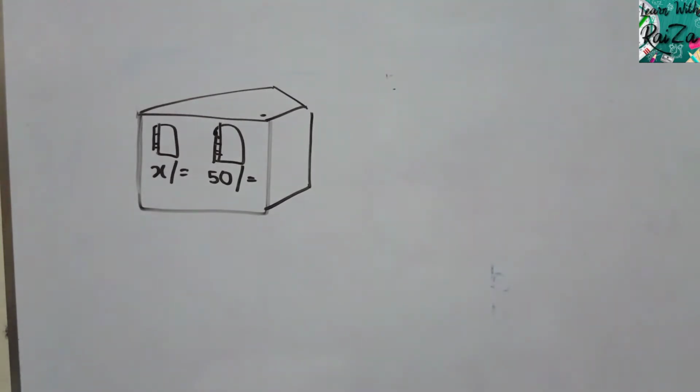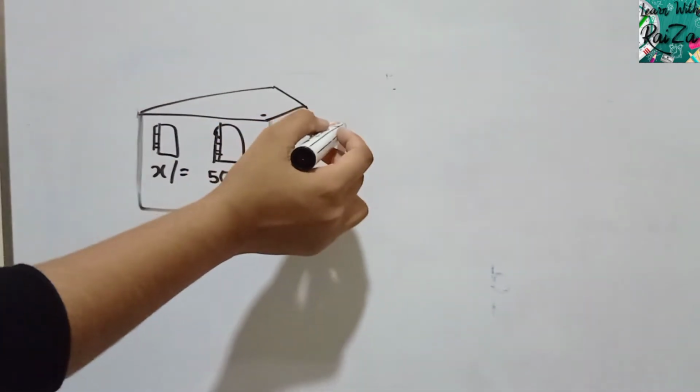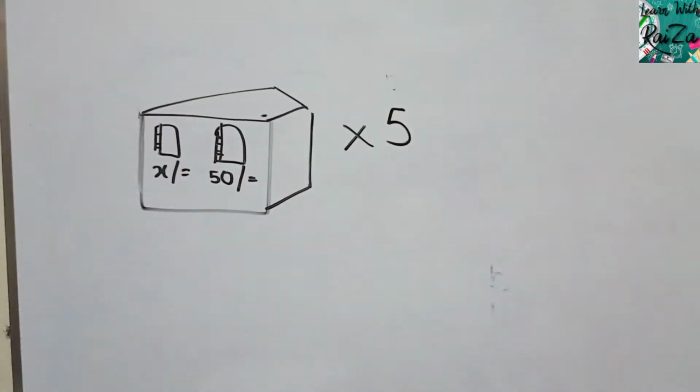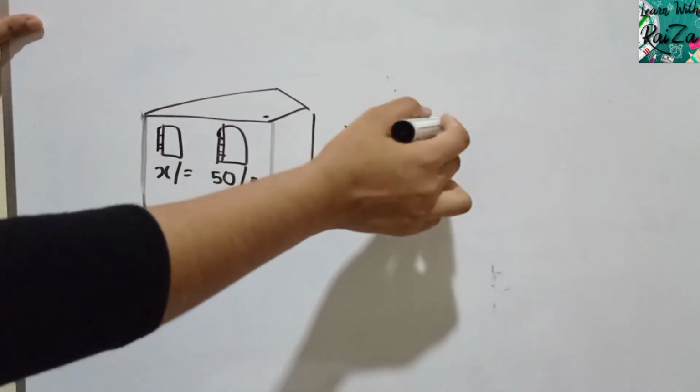So if I tell you the value of the books in 5 such parcels, so 5 times this, that is equal to 750.